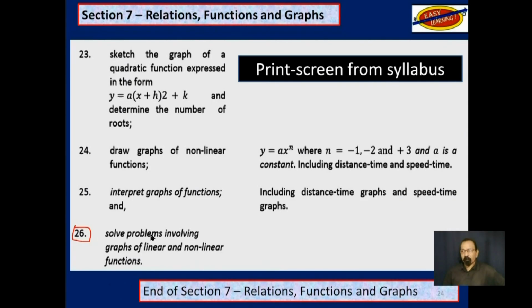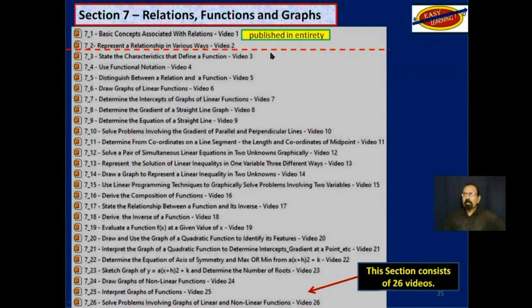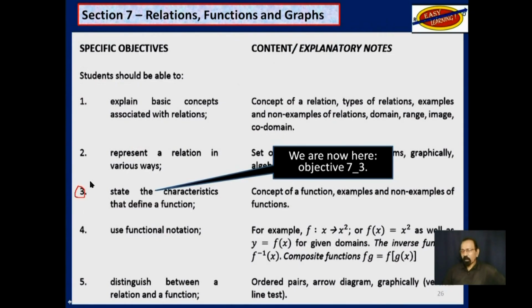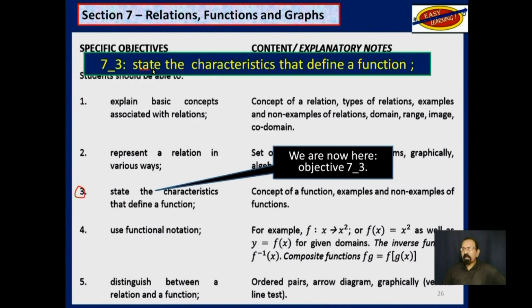We will do one objective per video, so we have 26 videos. We have completed objective 1 in video 1, and that is published in its entirety on YouTube. Objective 2 has been completed, that's video 2, and that is only partially published on YouTube. We are now at objective 3, which is video 3, and when this is finished, it will only be partially published on YouTube. So we are here, objective 3, and it says, state the characteristics that define a function.